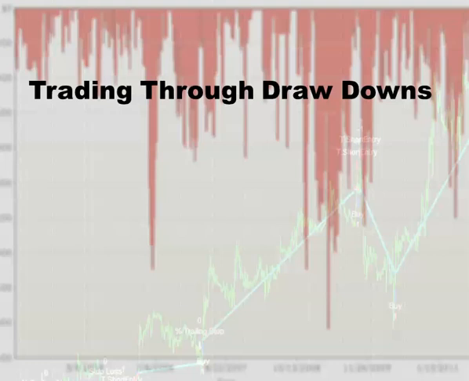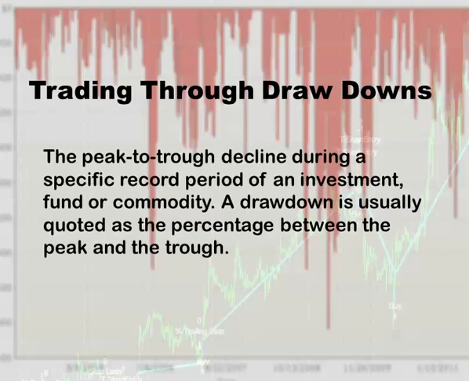But first we need to take a look at the definition of drawdown with respect to investing or trading. Drawdown can be referred to as the peak to trough decline during a specific record period of an investment, fund or commodity. A drawdown is usually quoted as a percentage between the peak and the trough. So what does this mean? Well, let's take a look at some charts so that it becomes a little more apparent.